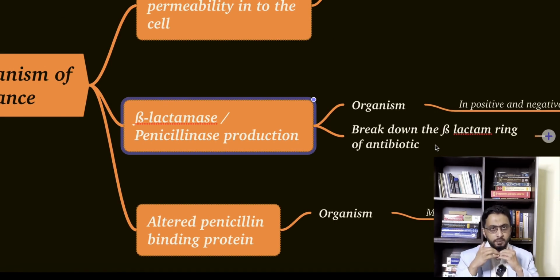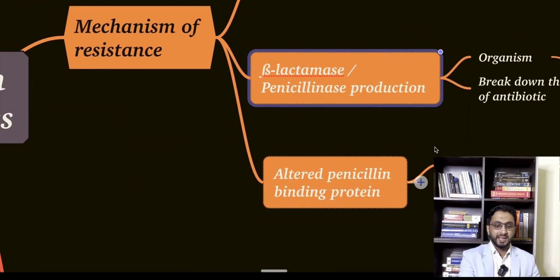So these are the three mechanisms. One is the permeability being altered. Second is the beta-lactamase production by the bacteria itself. Third is the binding protein being altered. So these are the mechanisms of resistance.